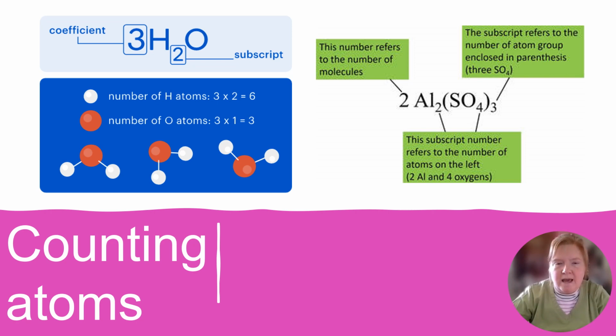So again, when we count atoms, the subscripts matter and the coefficients matter. The coefficients have to get distributed to everything by multiplication, and the subscripts outside of parentheses have to get distributed to everything inside the parentheses.